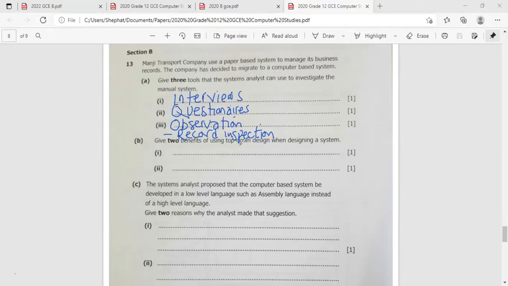Give 2 benefits of using top-down design when designing a system. Top-down design is a method of breaking down a system into smaller subsystems that can be managed. So if you have a problem, you break it down into sub-problems. The benefits of top-down design is that it facilitates easier testing and debugging.